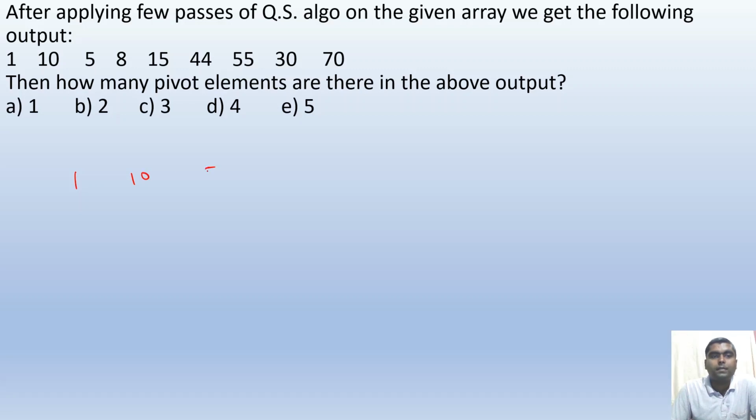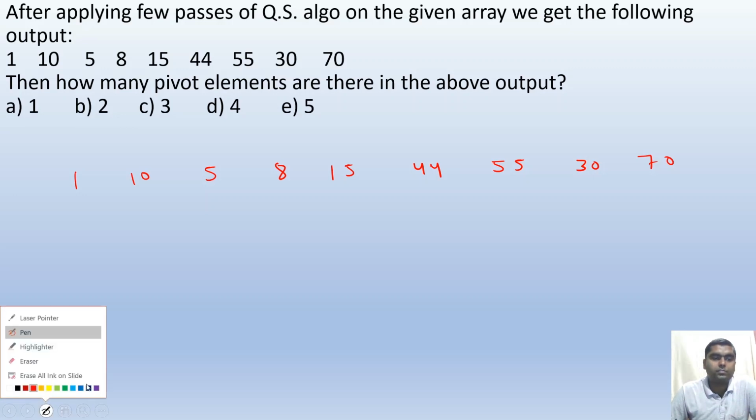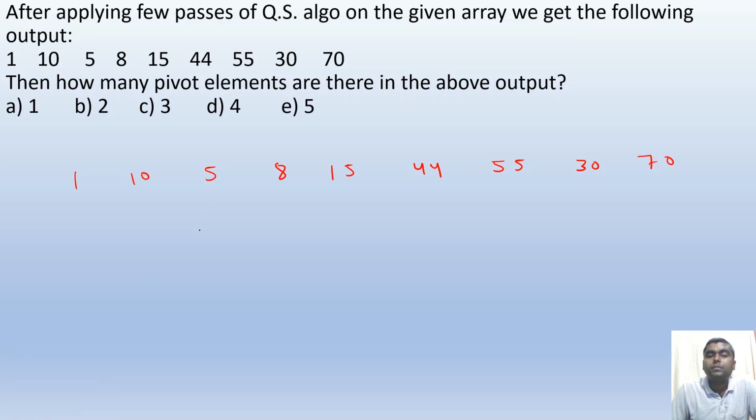So firstly write this carefully: 1, 10, 5 and 8, then 15, then 44, then 55, and 30, and 70. What is the role of a pivot element? A pivot element means smaller elements are on the left-hand side and greater elements are on the right-hand side. So how many pivot elements are fixed here? Let us observe carefully. I think this 15, because smaller elements are on this side and greater elements are on this side.